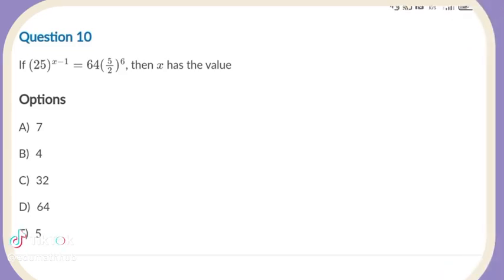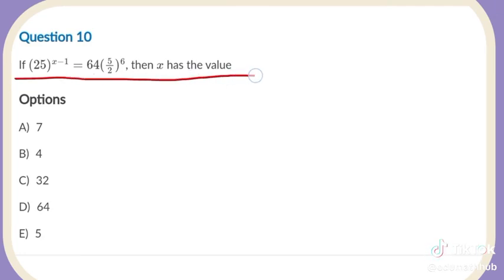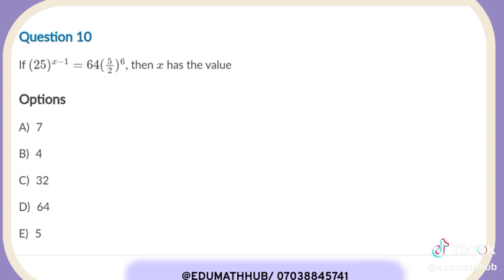This question says that if 25 raised to the power x minus 1 is equal to 64, 5 over 2 raised to the power 6, then we have to find the value of x. Now look how to solve it here.